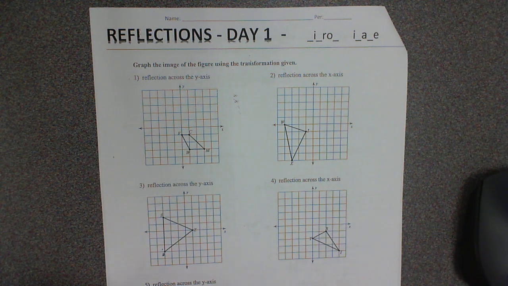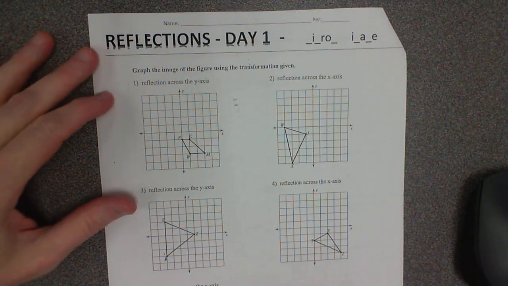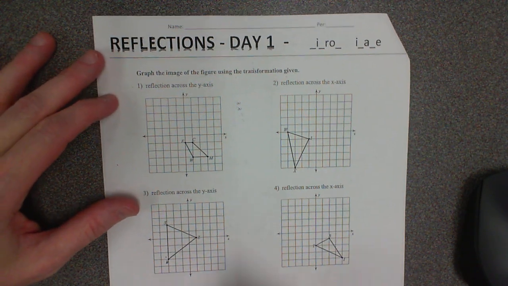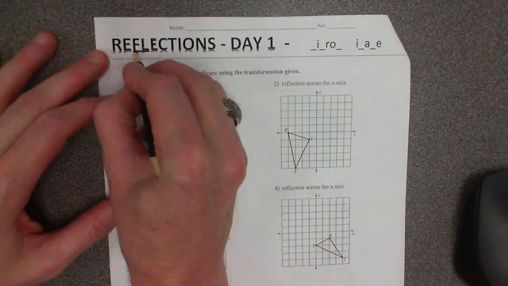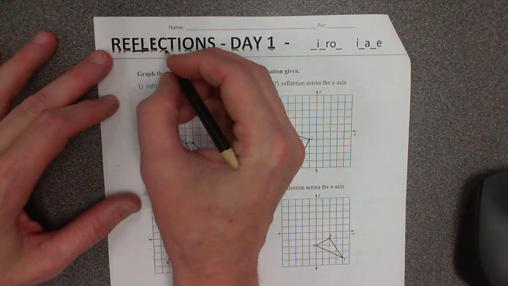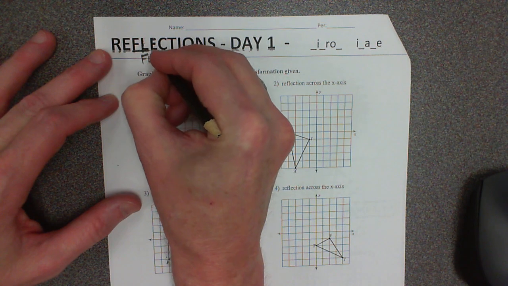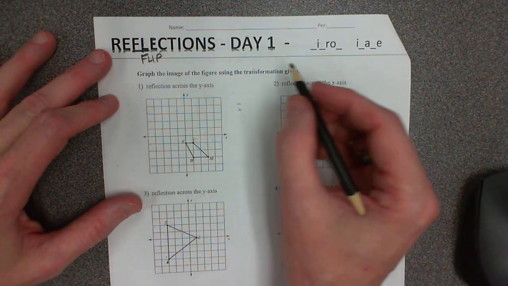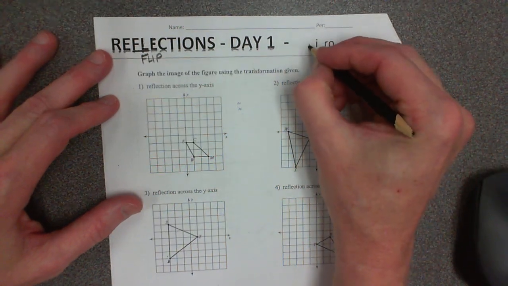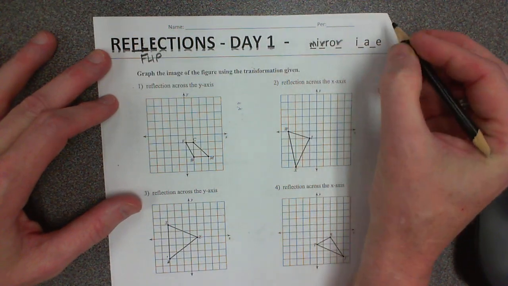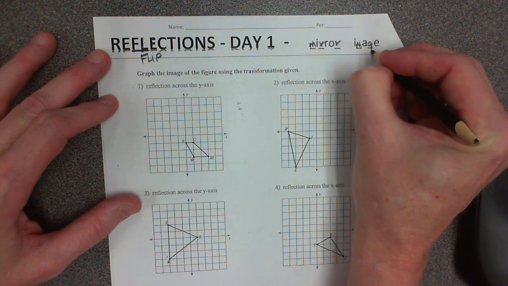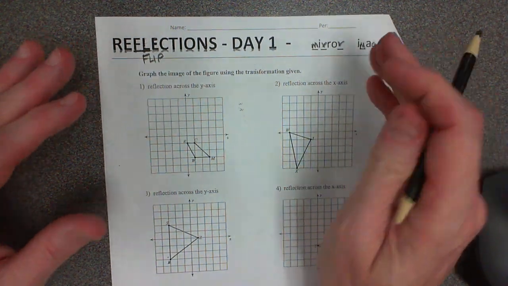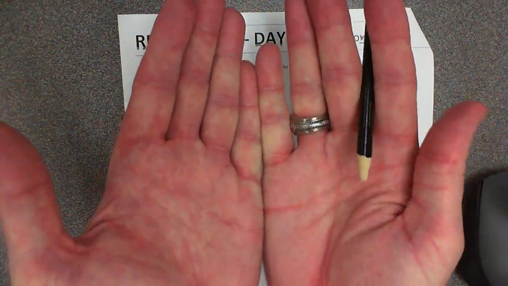Alright guys, so now we're going to talk about reflections day 1. We're going to recognize that the letters FL and the word reflection identify that this is a flip. The other words this translates to are mirror image. We're going to create a mirror image either over the y-axis or over the x-axis like this.